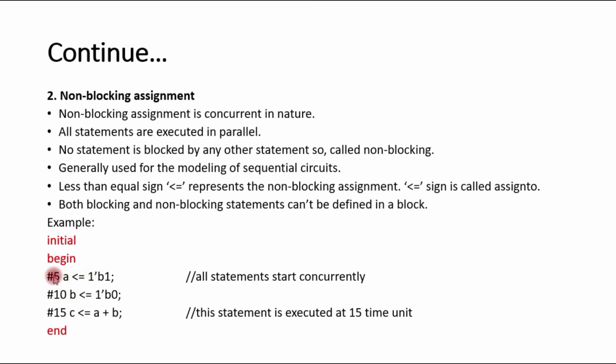It means after the 5 time unit delay, A is at logic 1. After the 10 time delay, B is at logic 0. And after 15 time unit, C is the addition of A plus B. It means here total 15 time unit is required to execute this expression. While in case of the last example, designer requires 30 time unit to execute the complete program. That is the difference between blocking and non-blocking assignment.